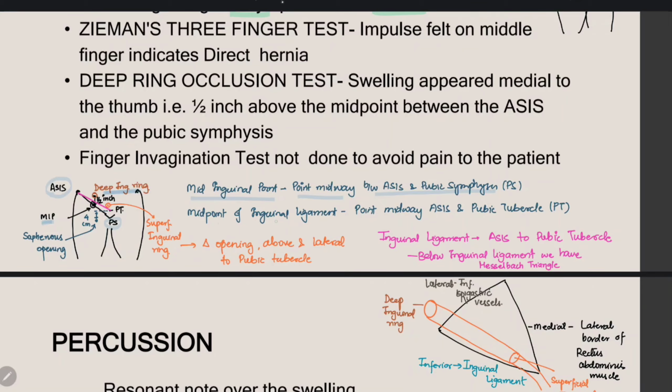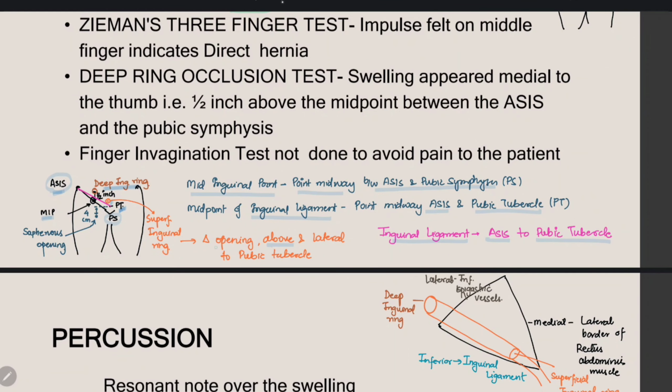Mid-inguinal point and midpoint of inguinal ligament are different. Mid-inguinal point is the point between the anterior superior iliac spine and pubic symphysis, whereas the midpoint of the inguinal ligament is the point between the anterior superior iliac spine and pubic tubercle. The inguinal ligament is attached from the anterior superior iliac spine to the pubic tubercle.